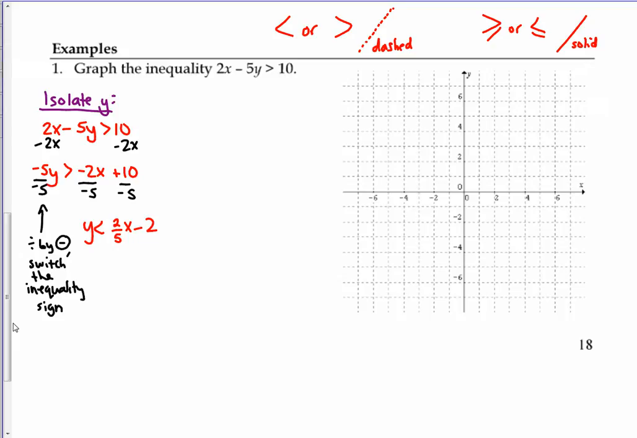What's the first thing we're going to plot? The y-intercept is -2 and slope, up to the right 5 or down to the left 5. When we connect this, what do we want to do? Dashed.